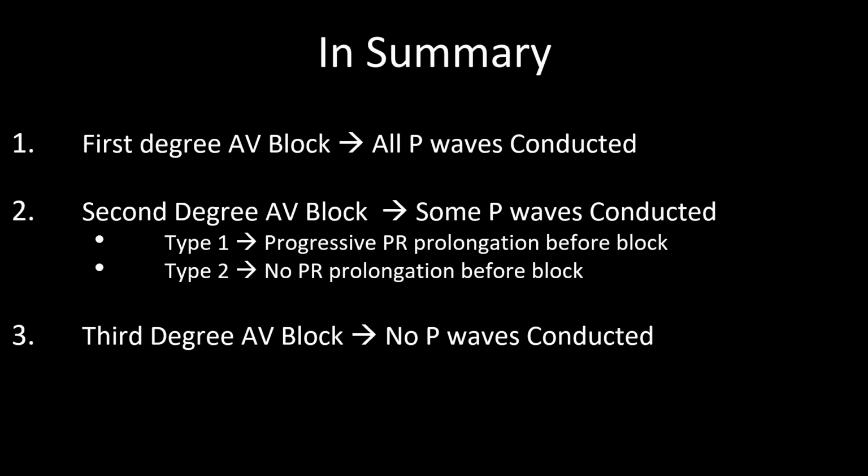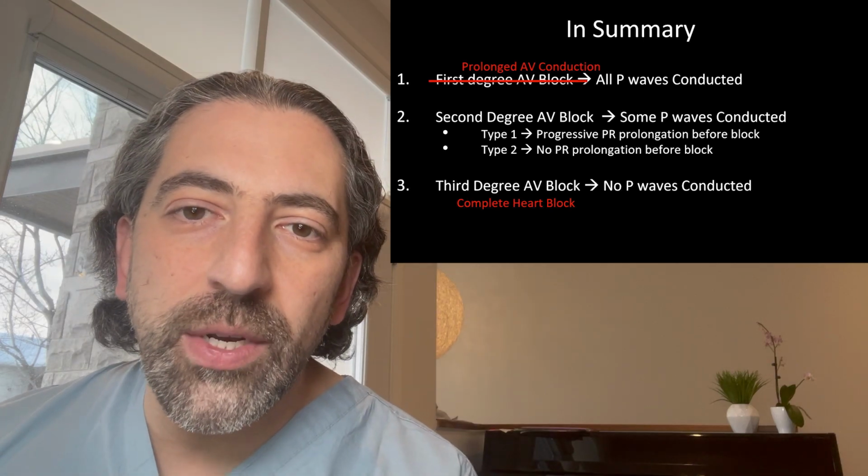So in summary, there are 3 types of AV blocks. First degree AV block, all the P waves are conducted. It is not a cause of bradycardia and should likely be called prolonged AV conduction instead of AV block. Second degree AV block, some P waves are conducted and some are not. In type 1, there's progressive PR prolongation before the block, whereas in type 2, there is no PR prolongation before the block. Type 1 is usually benign and type 2 requires treatment. Third degree AV block or complete heart block is where none of the P waves are conducted and there is no communication between the atria and the ventricles.